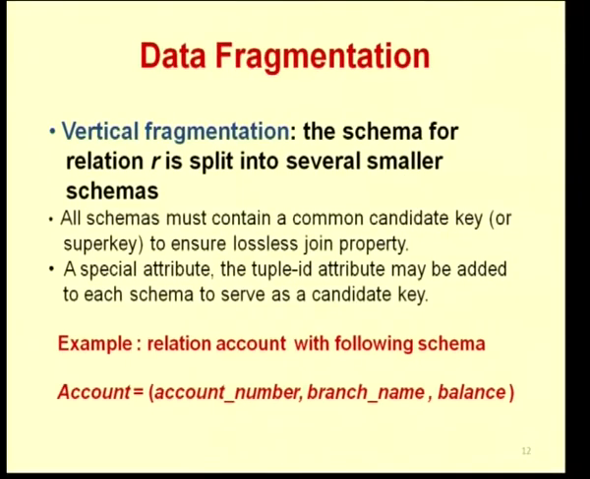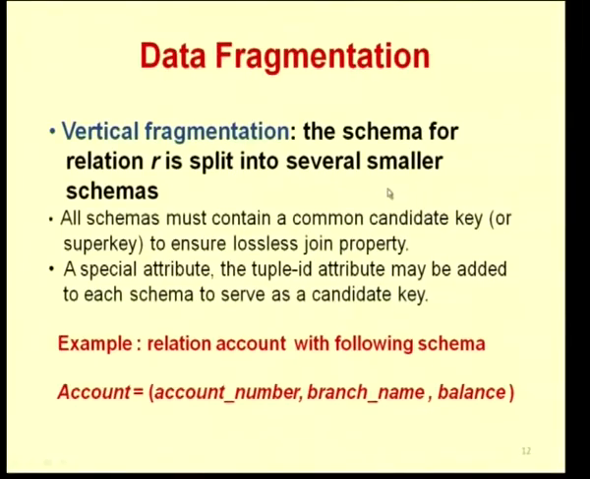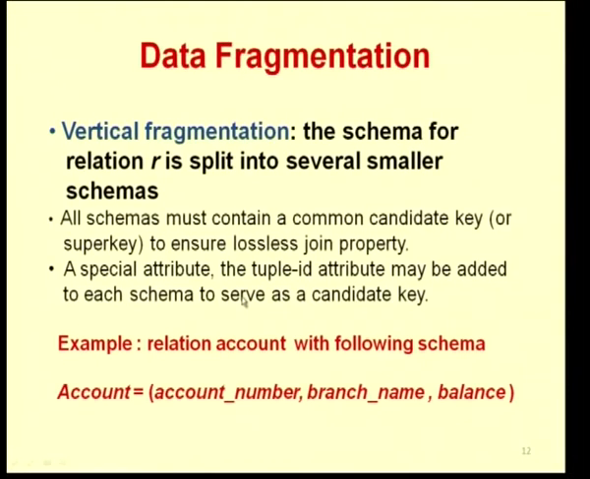The next type of fragmentation is called vertical fragmentation. Here what you do is split the schema itself. Suppose it has 16 attributes, then you can put 4 in one, 4 in another, it need not be 4, 4, it can be any number. So, you just fragment it like that into several smaller schemas. All schemas must contain a common candidate key, this is very important, otherwise you will not ensure the lossless join property. A special tuple ID attribute may be added to each schema to serve as candidate key. So, this is one way of dealing with this.